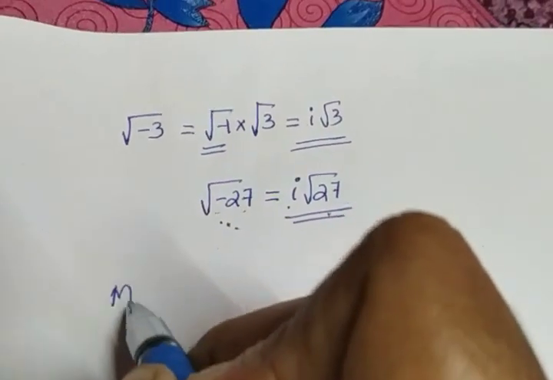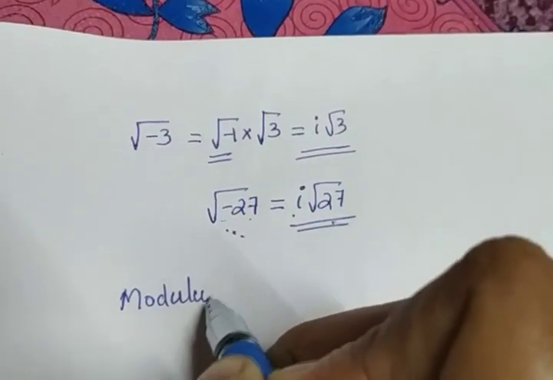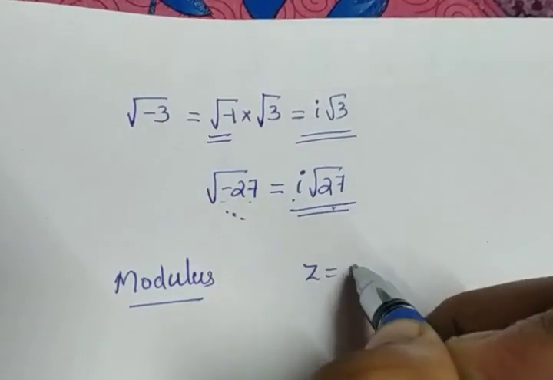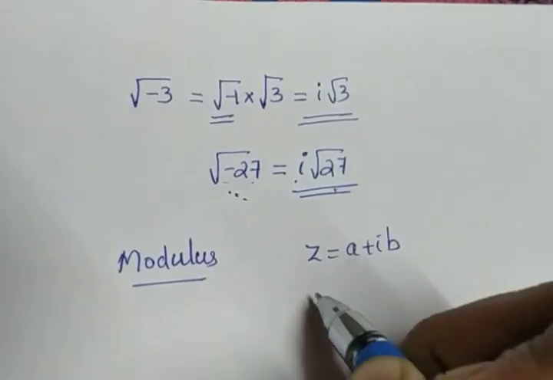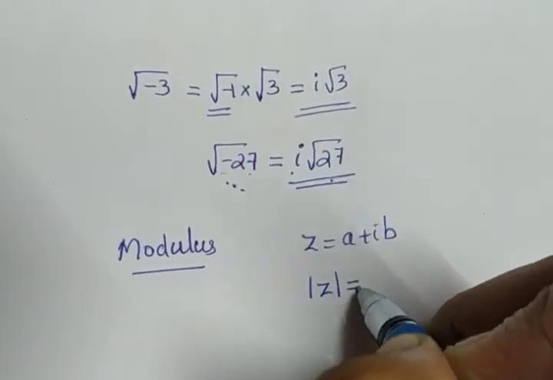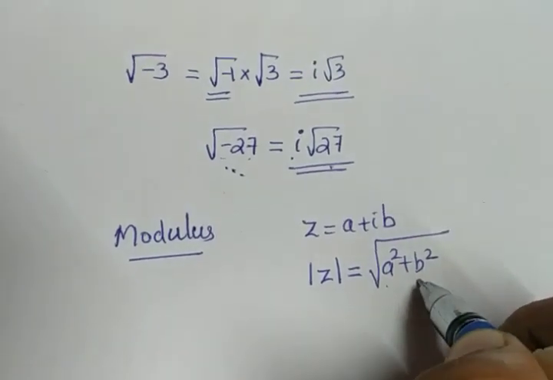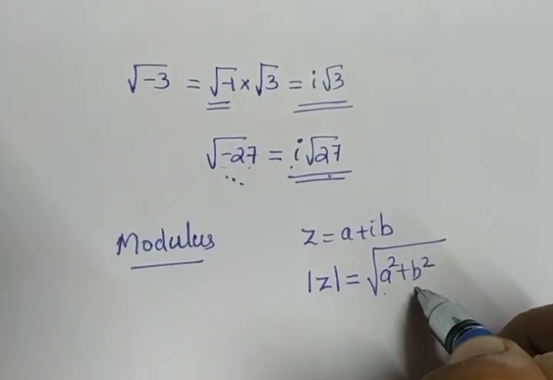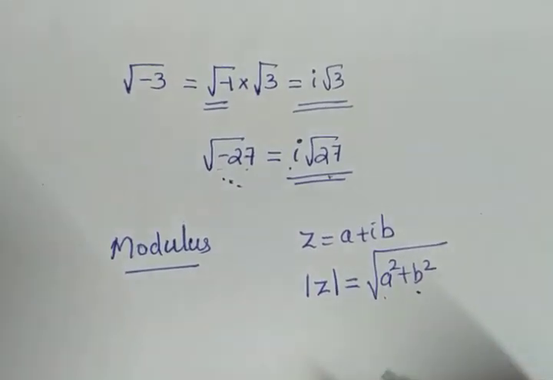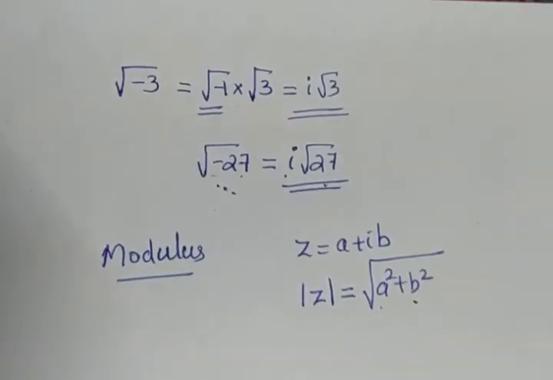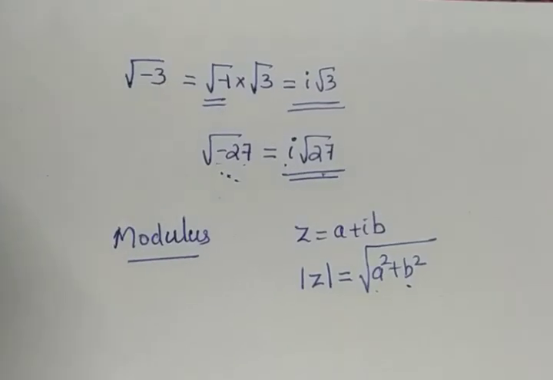The next thing we dealt with in the chapter is modulus. To find the modulus, suppose z is equal to a plus ib is a complex number. Modulus is written like this, and the formula is square root of a square plus b square. Modulus is actually the distance of the point from the origin. So modulus of z is equal to square root of a square plus b square.